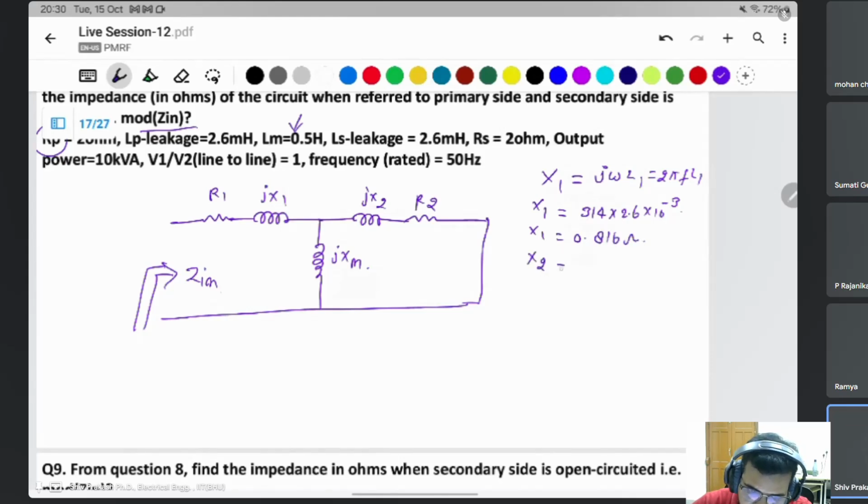Same thing for X2, omega L2. It is given as the leakage 2.6 millihenry. I think both are the same. Then both have the same impedance, 0.816. And XM is given 0.5 henry. Then 314 into 0.5 will be 157 ohm.